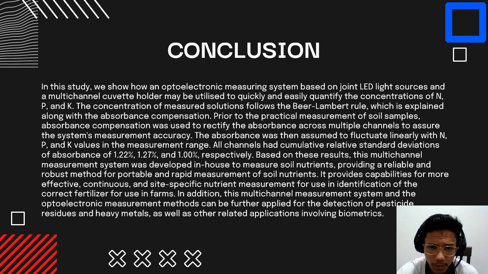In addition, this multi-channel measurement system and the optoelectronic measurement method can be further applied for the detection of pesticides and heavy metals as well as other related applications involving biometrics.